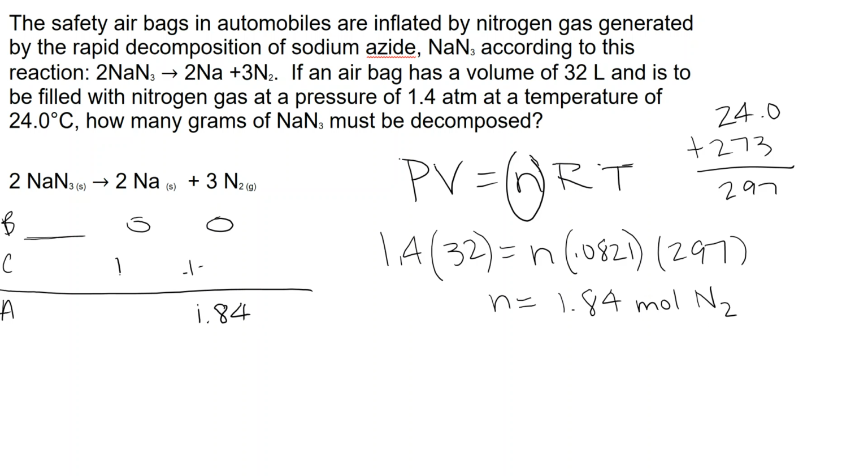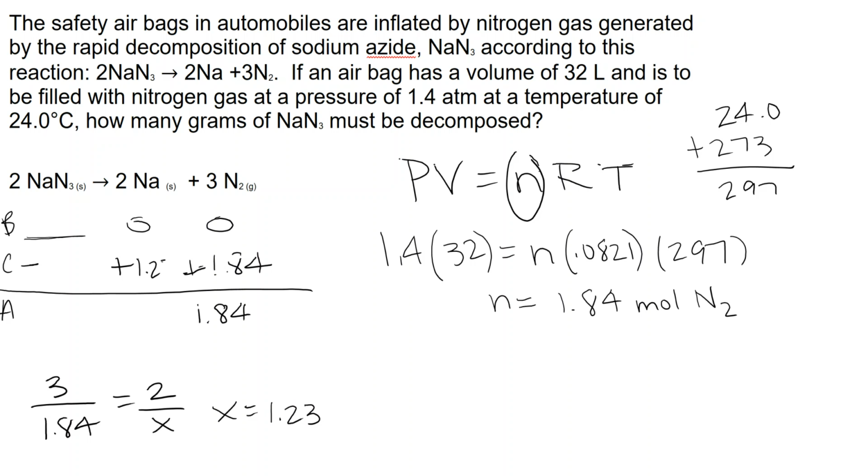We can work this problem backwards to solve for the amount of NaN3 that we must have started with. If we know we had 0 moles of N2 to begin with and we ended with 1.84 moles, we know we must have made 1.84 moles. Because the coefficients are different, we need to cross multiply to figure out our other values. So we'll set up 3 over 1.84 is equal to 2 over x. When you solve this cross multiplication problem, you should get x is equal to 1.23.